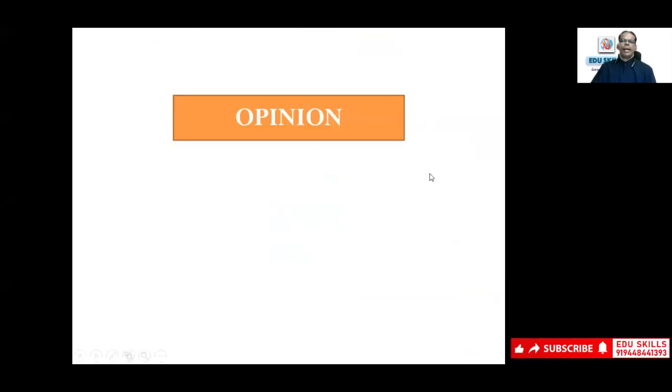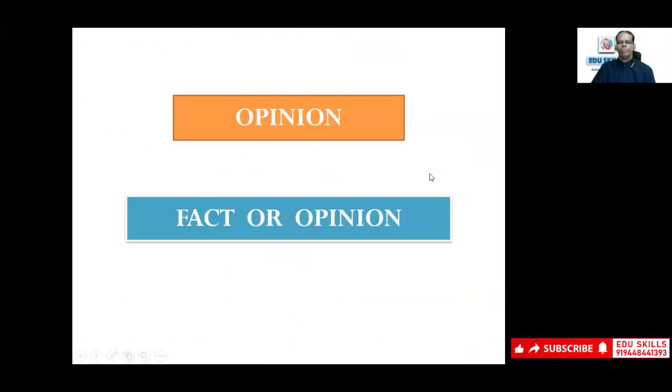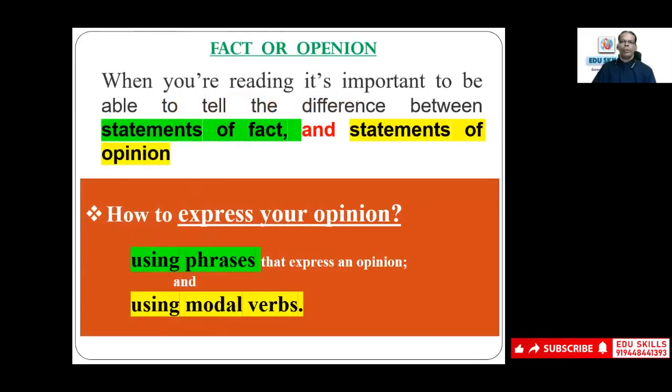Okay. And opinion. Now, the main skill over here in Part C is your ability to distinguish between fact and opinion. So that's the basic thing we are going to practice today. Okay, now, yes, fact or opinion. When you're reading, it's important to be able to tell the difference between statements of fact and statements of opinion. Then only you'll be able to assess the major skill required here. They'll be asking you to identify the opinion of the author.